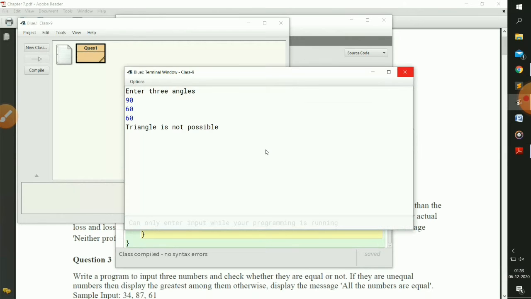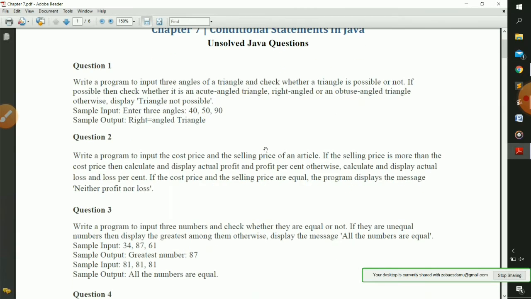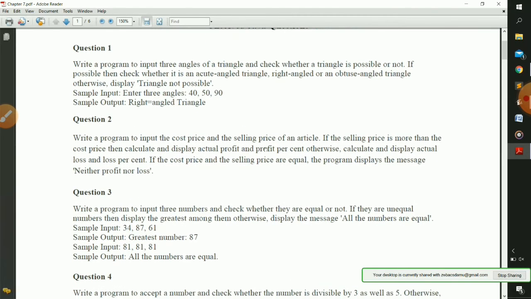Fine. Now moving on to our second question, see what the second question is saying. Write a program to input the cost price and selling price of an article. Over here we have two inputs, that is the cost price and the selling price. If the selling price is greater than the cost price, that is, if SP is greater than CP, then you have to find out the actual profit and actual profit percentage. Fine. The formulas for profit and profit percentage are very simple, you must know the formulas for those two, right? So if SP is greater than CP, then we find out profit and profit percentage.